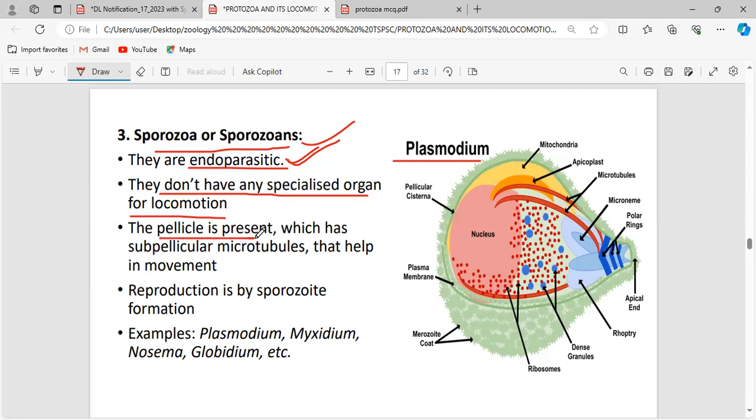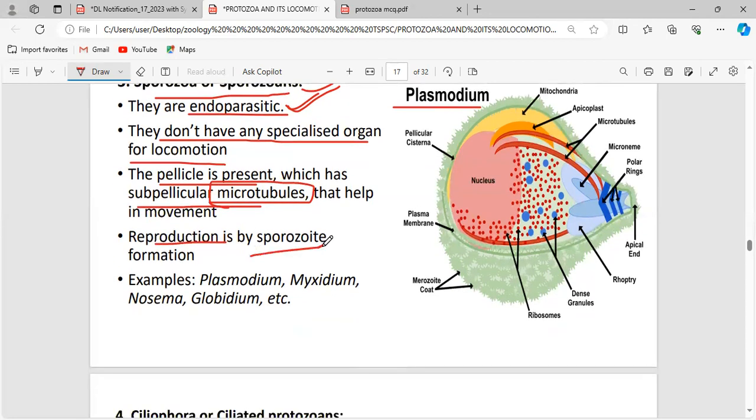Here the pellicle is present, which has subpellicular microtubules that help in movement. If they don't have any locomotory organelle, what helps them move from one place to another? These subpellicular microtubules. We know that microtubules, the cytoskeleton, help the cell in motility. So as sporozoans lack a locomotory organelle, these subpellicular microtubules help the sporozoans to move from one place to another.